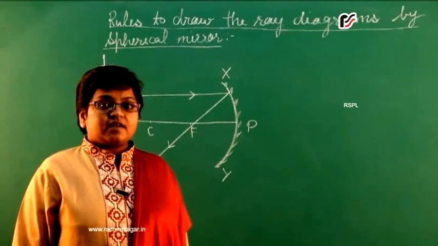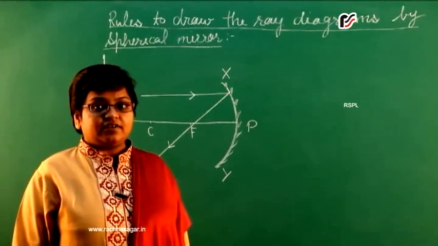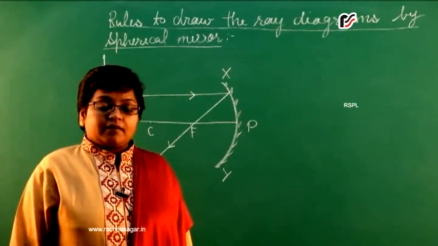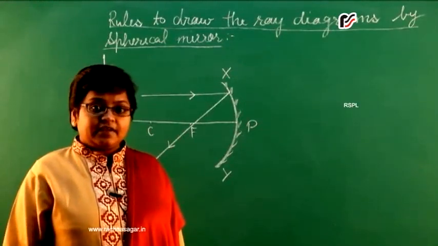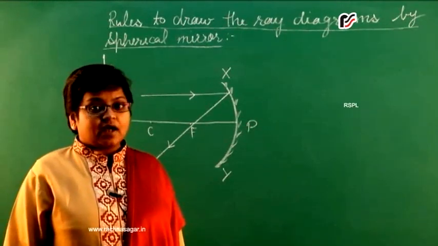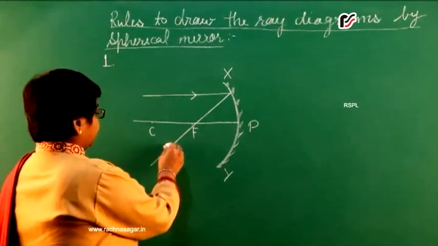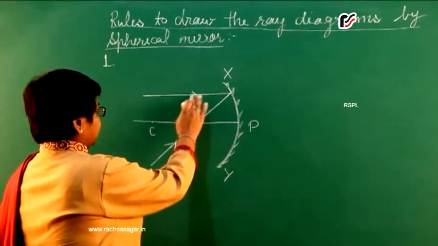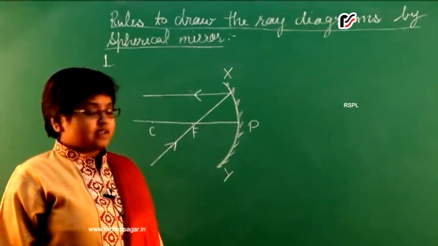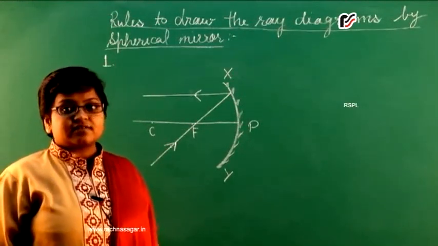Rule 2 is the same rule as above, but in vice versa condition. That is, if a ray is coming from the focus of any spherical mirror, then after reflection it becomes parallel to the principal axis, like this. The ray incident through the focus, after reflection becomes parallel to the principal axis.